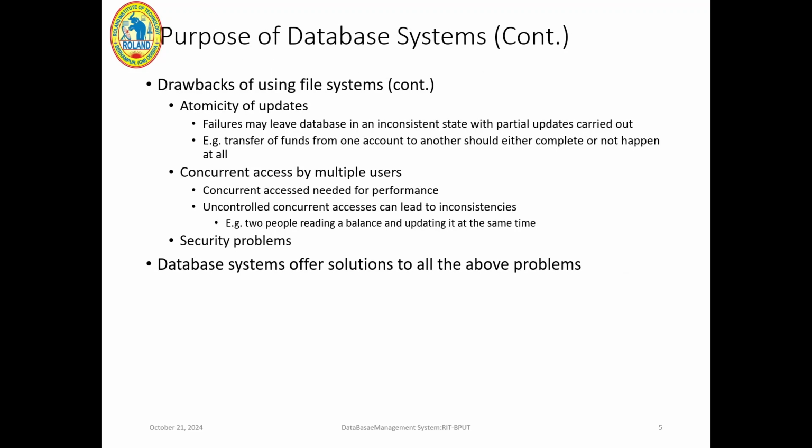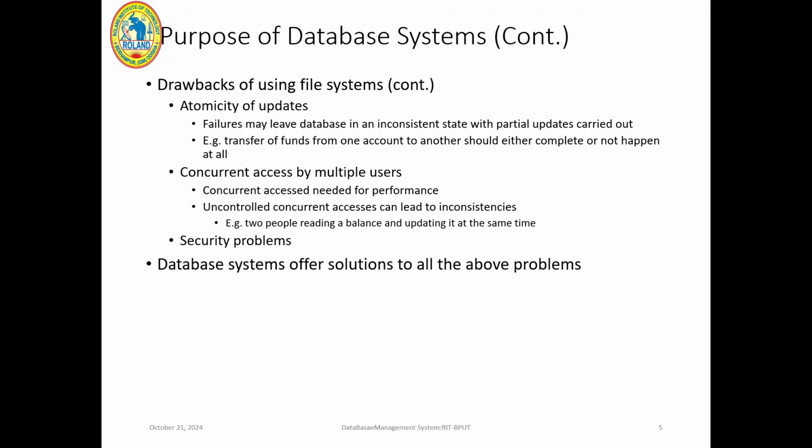Then the atomicity. Atomicity, as you know, means either the entire transaction is to be carried out or none of the transaction is to be carried out. That means it has to roll back to the previous state, right? So already I have given the example in our video lecture 1. Please refer. Then concurrent access by multiple users.